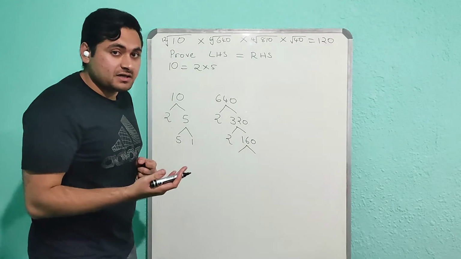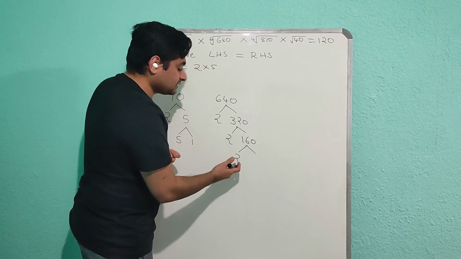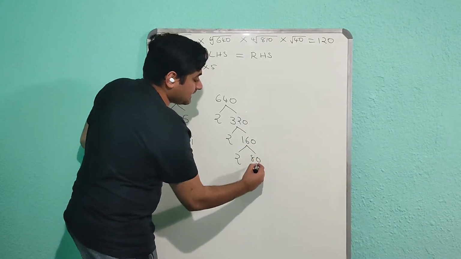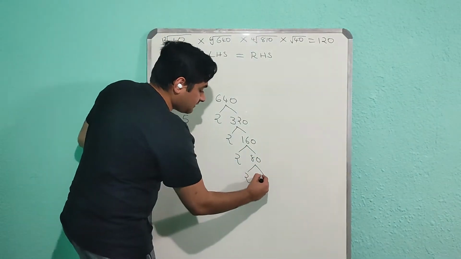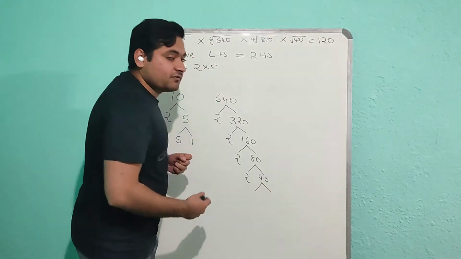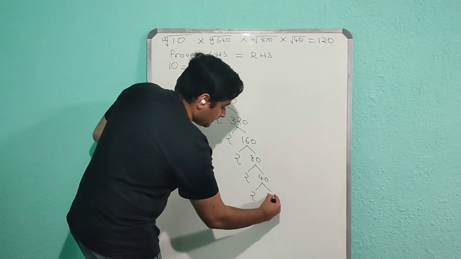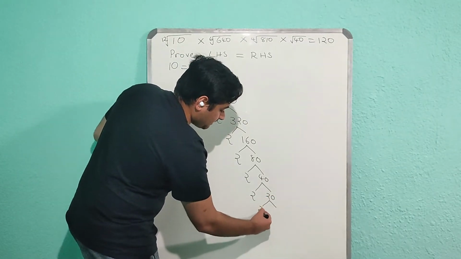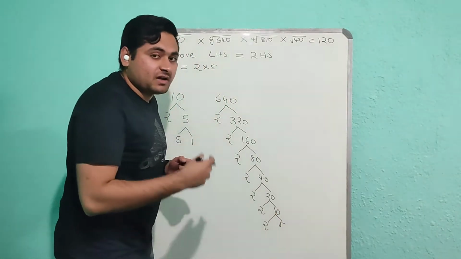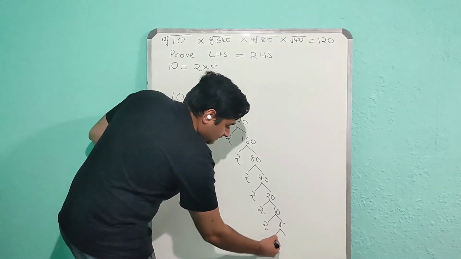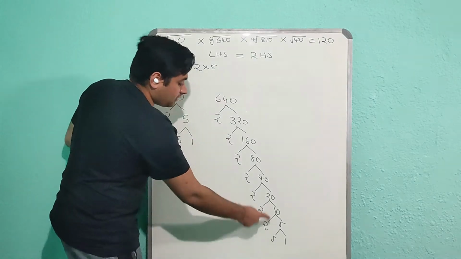Again, 160 is even, so it is divisible by 2. 160 divided by 2 gives us 80. 80 divided by 2 is 40. 40 divided by 2 gives us 20. 20 divided by 2 gives us 10. 10 divided by 2 gives us 5. Finally, 5 is an odd number, so we divide 5 by 5 and get 1.